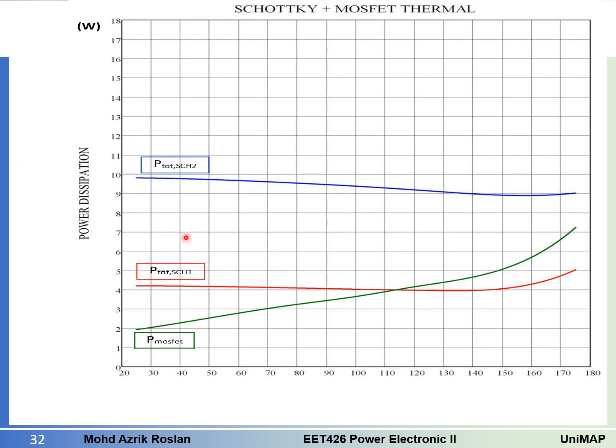Remember, this is the Schottky 2 junction temperature, not the Schottky 1. So this is the Schottky 2 curve, and it is already given the junction temperature of Schottky 2 at 140 degrees C. So you can just draw a straight line here and mark this one. This is the power dissipation: when the Schottky 2 is operating at 140 degrees C, the power dissipation is 9 watt.